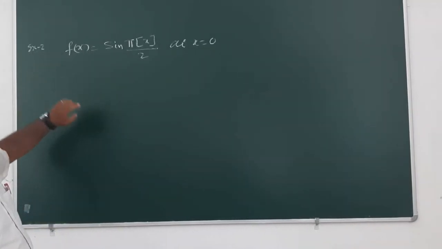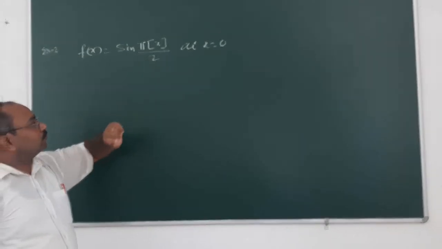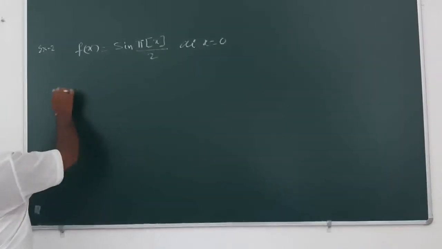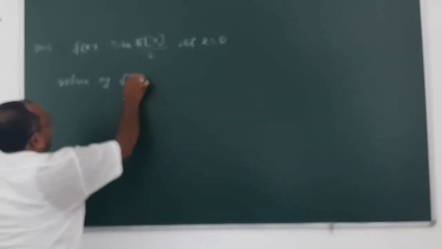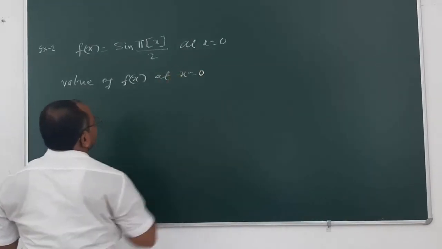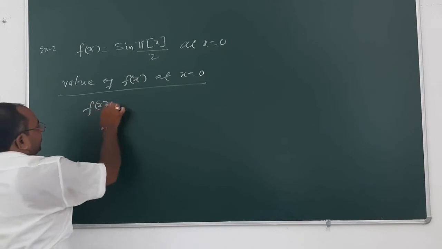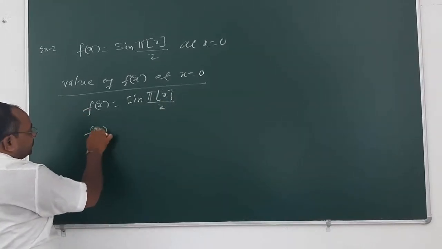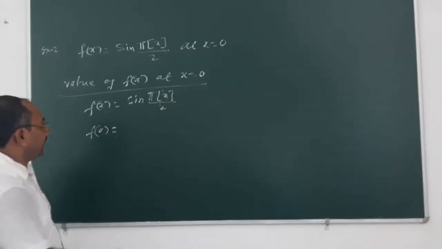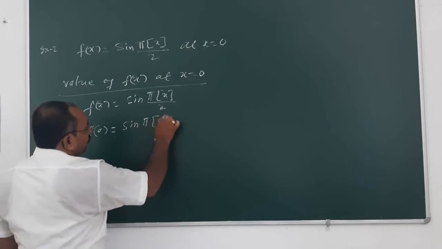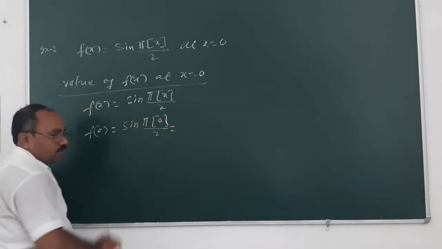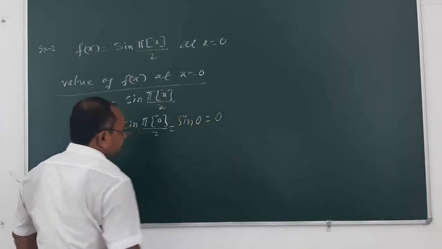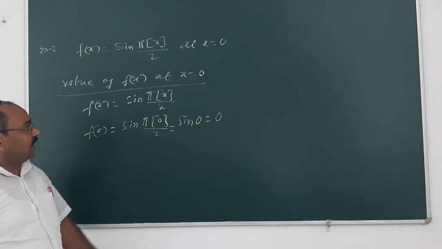Now, example 2. f(x) equal to sin pi bracket x by 2. At x equal to 0, we have to check continuity of this function. Solution. Value of f(x) at x equal to 0. Now put x equal to 0, we get sin pi bracket 0 by 2. 0 is an integer, so the bracket will be 0, pi into 0 is 0, so we get sin 0, that is 0. So the functional value of f(x) at x equal to 0 is 0.